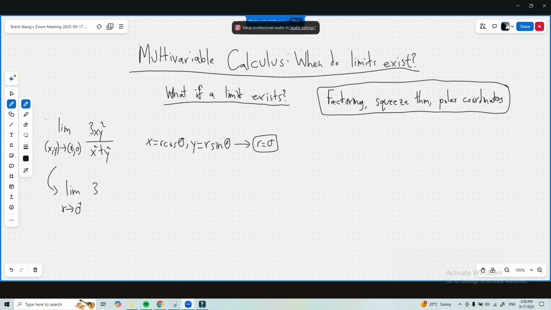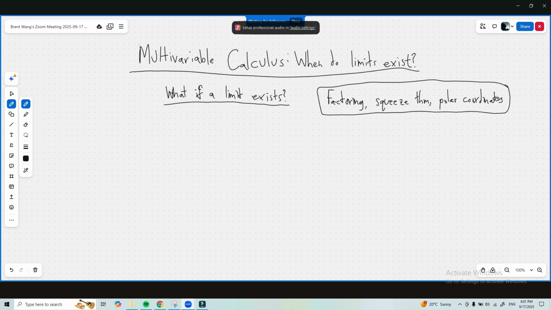3 r cos theta times r squared sine squared theta over r squared. So on the numerator we have r cubed, and the denominator r squared. That just leaves you with r, so lim r goes to 0 plus, and you'd have 3r cos theta sine squared theta, which is just equal to 0. And we've once again proven that the limit is equal to 0.